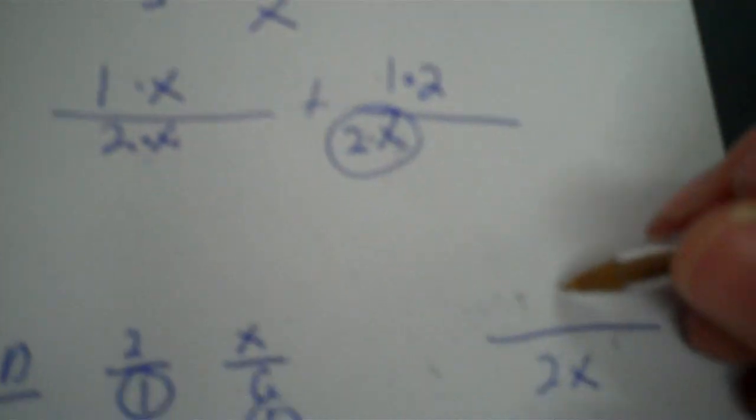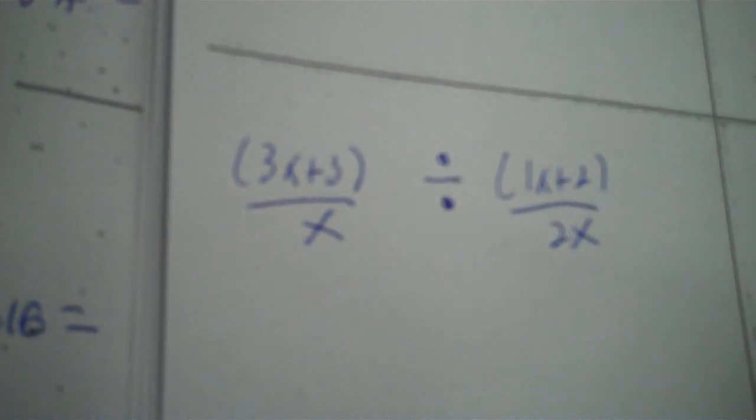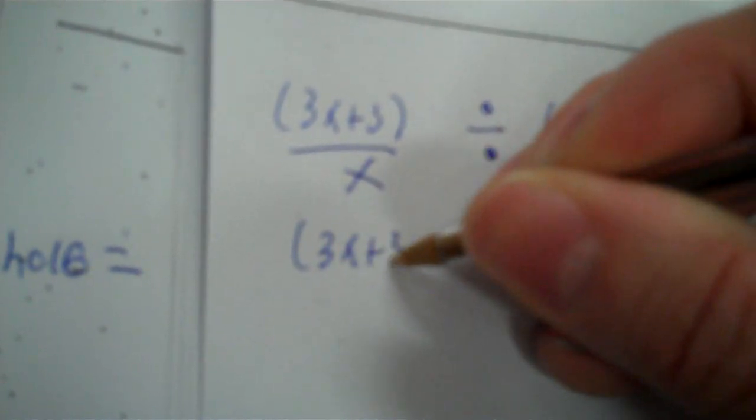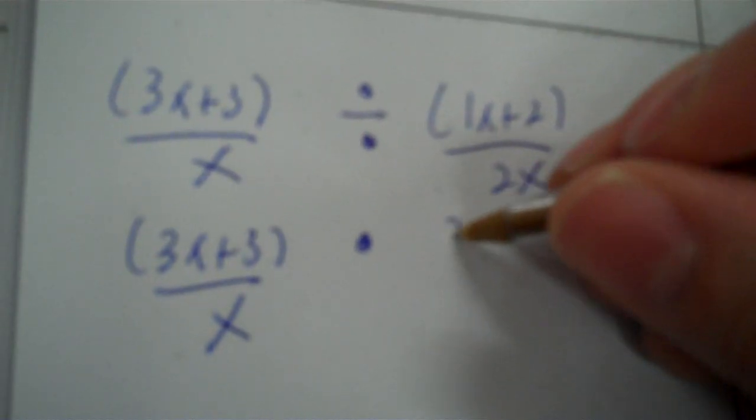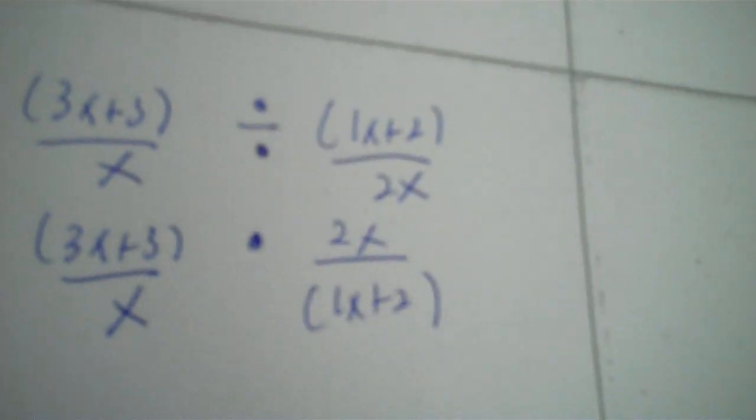Now, we have the common denominator set. 2 times x is 2x. Now, put your plus sign. Now, 1 times x is 1x. 1 times 2 is 2. You can't add any more. Put the parentheses, and you have the quantity 1x plus 2 over 2x. Now, make it multiplication. You keep the first the way it is, and you flip the second to 2x over 1x plus 2.